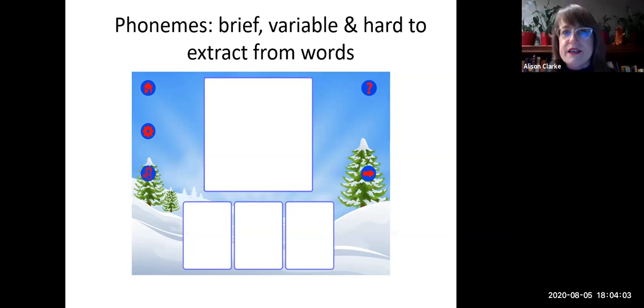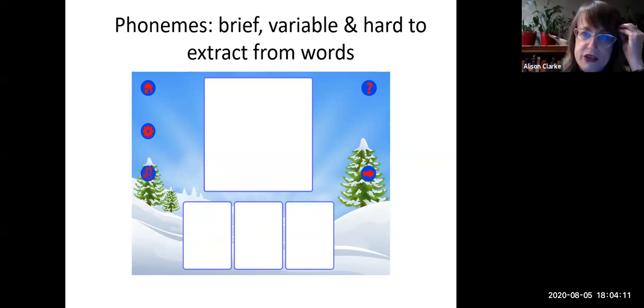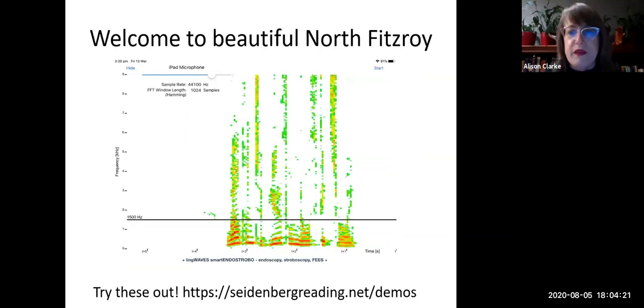Those kinds of activities are useful for getting kids to understand about these phonemes, which are brief. They're variable because a phoneme is really an idea in your head, not something that you hear or you say. We'll talk about that in a sec. And they're hard to extract from words because, and this is another thing I was going to show you on the iPad, but you can play with it in your own time.